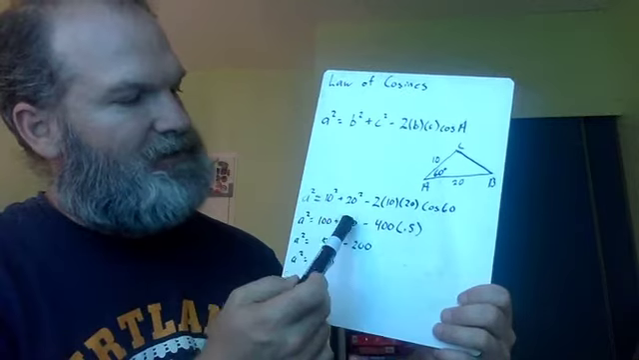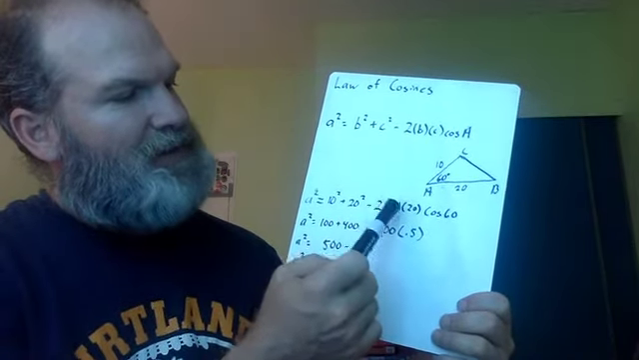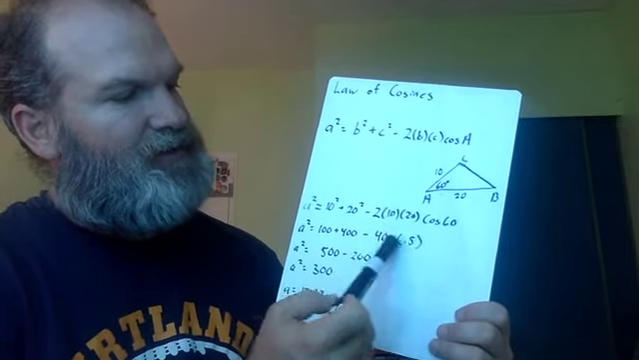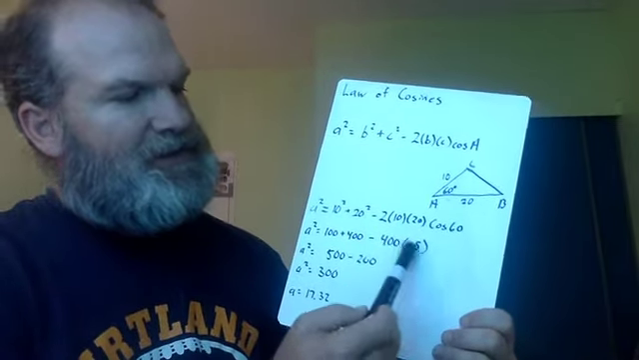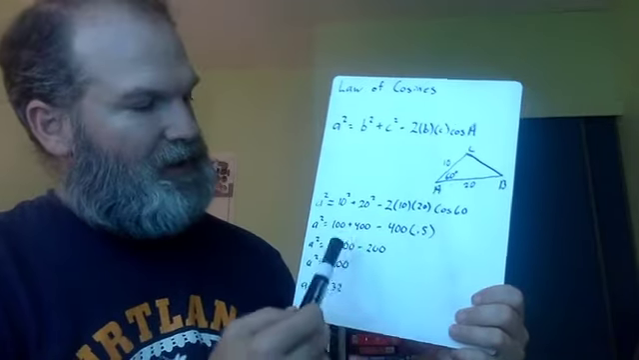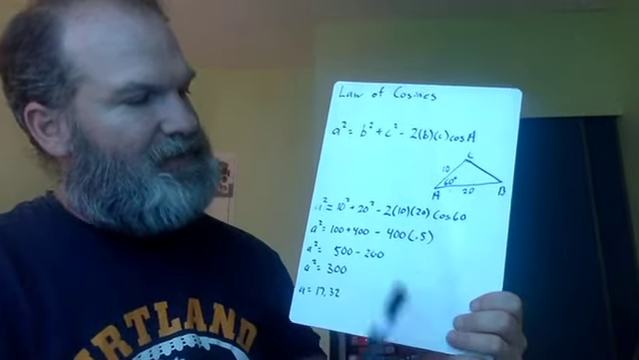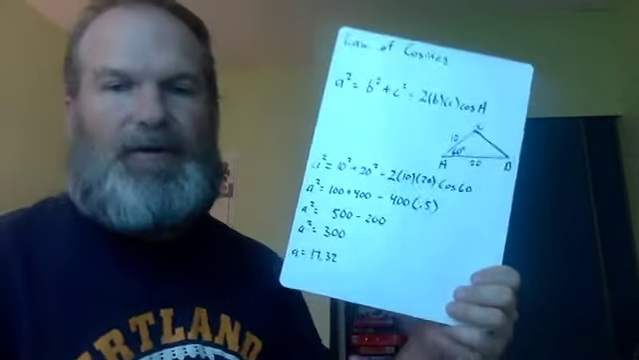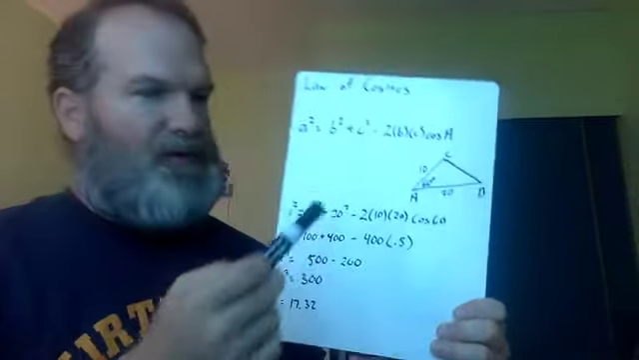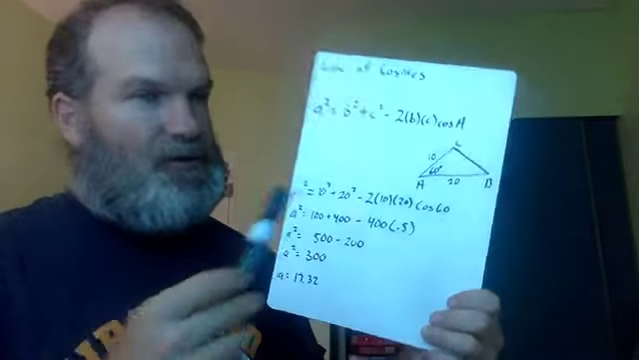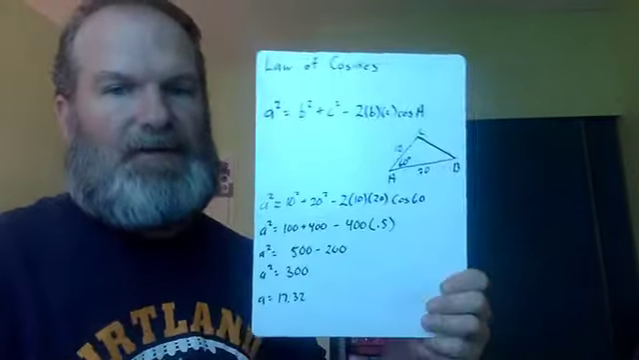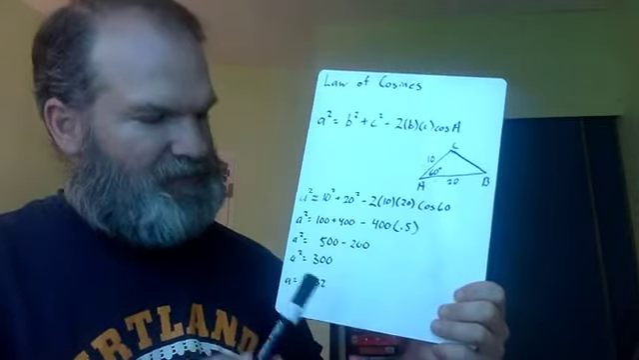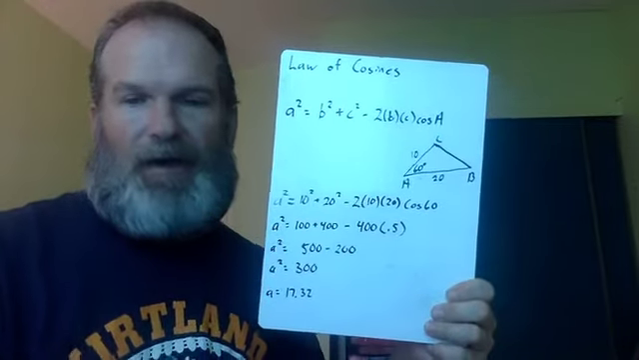10 squared is 100, 20 squared is 400, 2 times 10 is 20, 20 times 20 is 400, so these three numbers multiplied together is 400, and then cosine of 60 is 0.5. All right, now you add 100 plus 400 is 500, 400 times 0.5 is 200, 500 minus 200 is 300. Not too bad. But remember, the formula is A squared. We want to know just what A is, the side opposite of A. So you have to unsquare A. You have to take the square root of both sides. And the square root of 300 is 17.32. And that's how you do these problems.